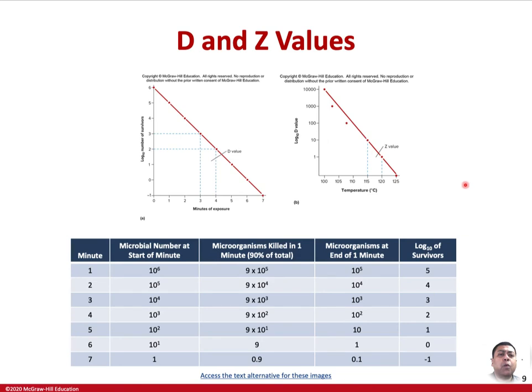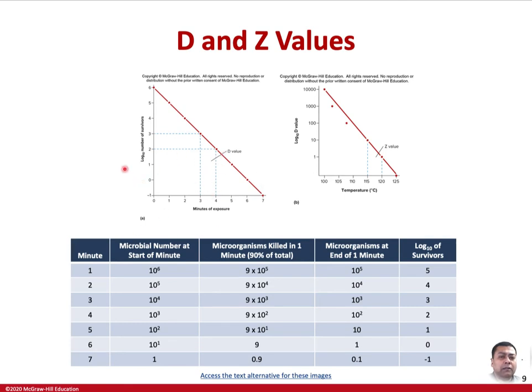Let's take a look at how we measure the decimal reduction time, or the D-value. For example, in a semi-logarithmic plot, the number of microorganisms that survive heat exposure is on a log scale on the y-axis, and the x-axis is not logarithmic and is plotted against time of exposure to the heat. The D-value is the time required for the line to drop by 1 log cycle, or tenfold.